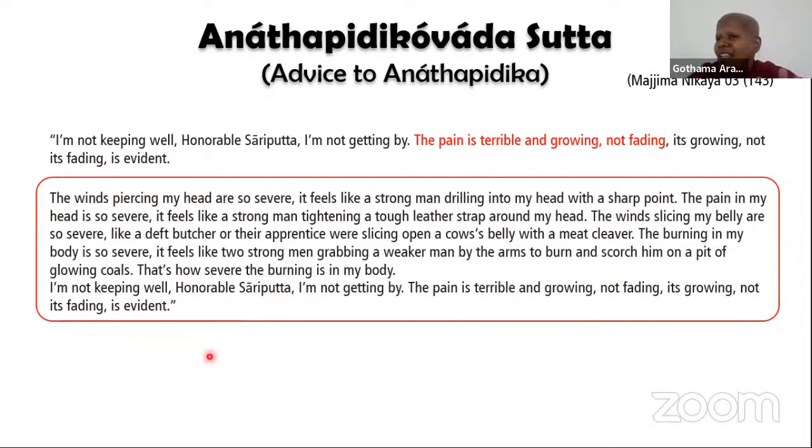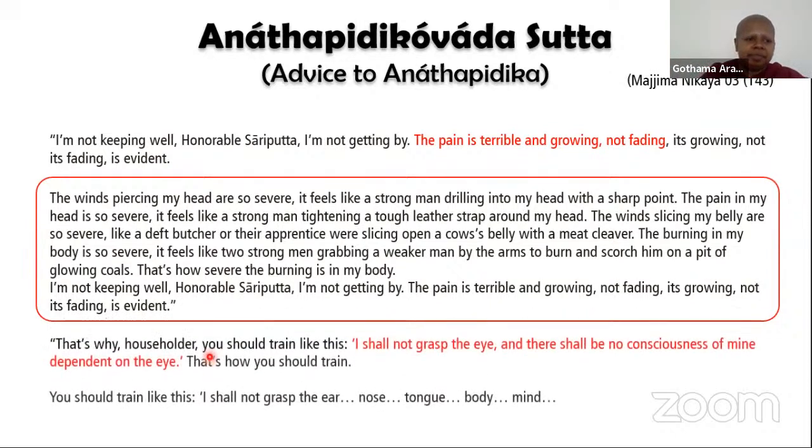So can you understand how painful the situation of this Anathapindika is? Can you understand the pain? What if someone puts you in a pit of burning coal? What if someone drills your head with a sharp point? It's very painful, and this is the pain that Anathapindika is experiencing right now. But now see the answer.